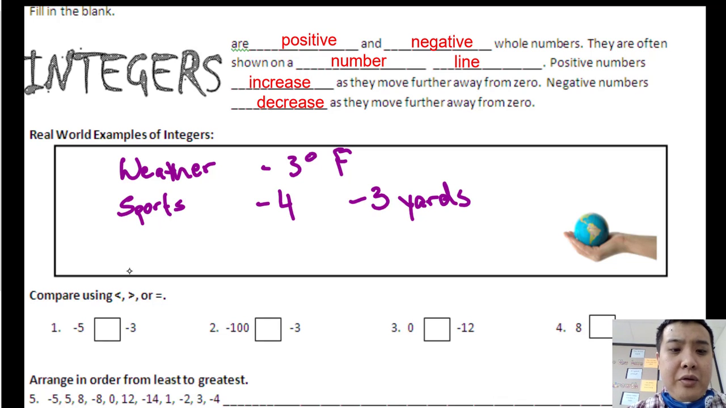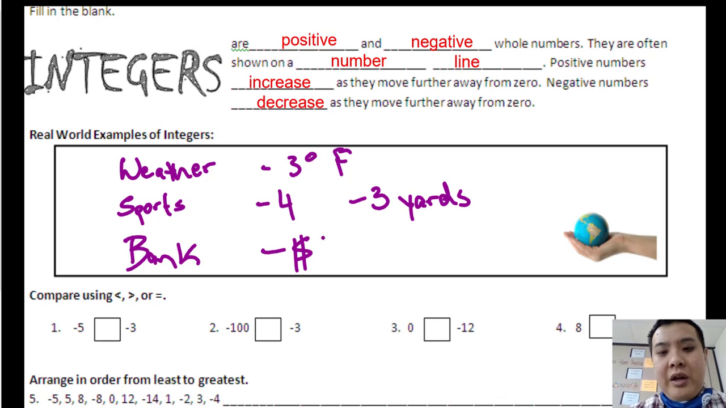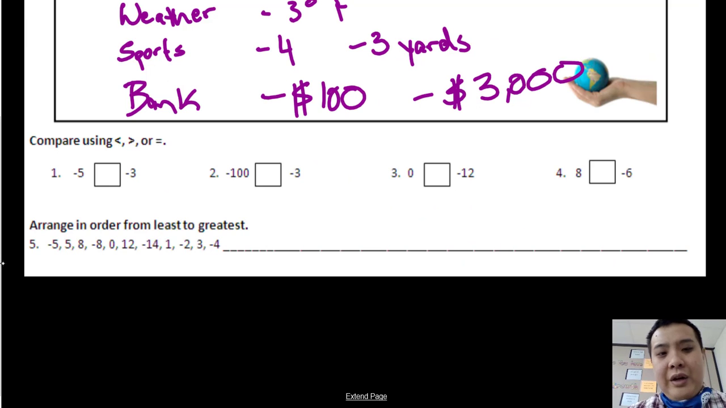At the bank, you also use negative numbers when you withdraw money. So let's say I withdraw $100. You write that as negative $100. Or if you have a balance that's negative, like you borrowed money from the bank, you also have negative amounts of money. So let's say you owe the bank $3,000. That's negative $3,000. So we need to figure out here, comparing integers, using the less than, greater than, or equal to signs. So remember that the alligator mouth goes to the one that's bigger.